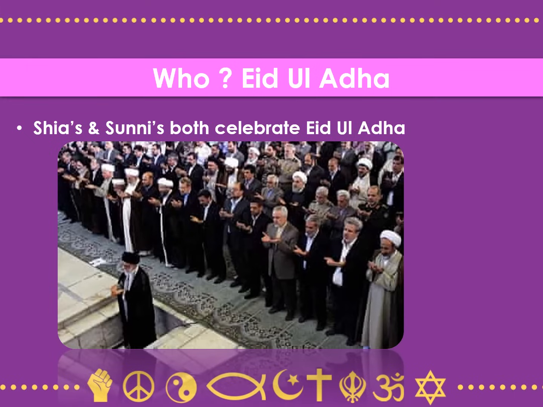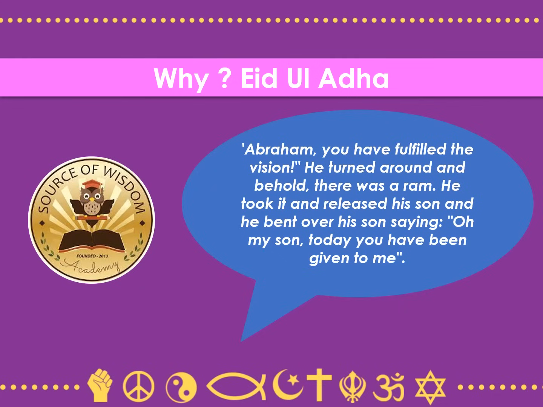Both Shias and Sunnis celebrate Eid al-Adha, and the reason, and I'll show you a source of wisdom that can help you support this, is of course to do with Abraham and the sacrifice, or Ibrahim, as you would refer to him if you were talking about the Islamic version. Okay, so Abraham, you have fulfilled the vision. He turned around and behold, there was a ram. He took it and released his son, and he bent over his son, saying, "Oh, my son, today you have been given to me." So at this time, Muslims remember the story of Ibrahim told in the Quran.